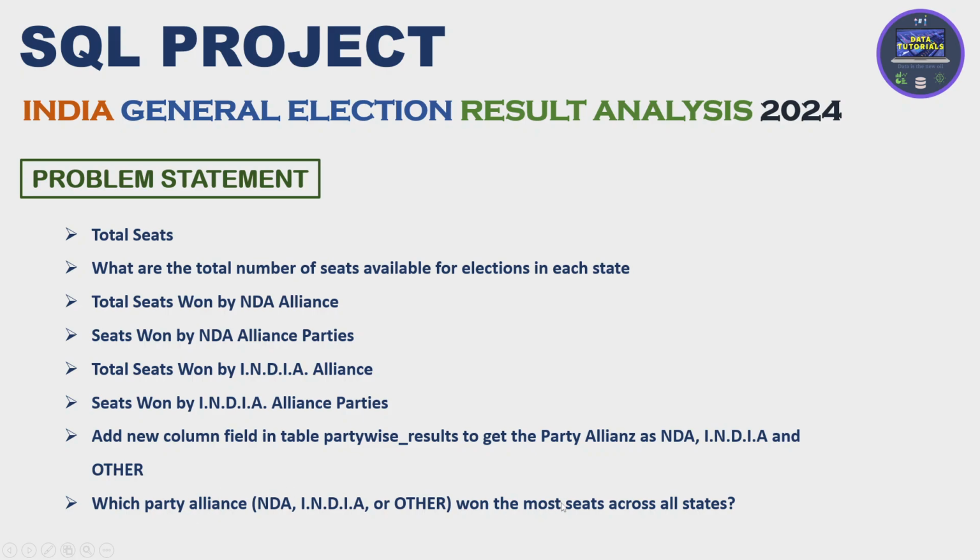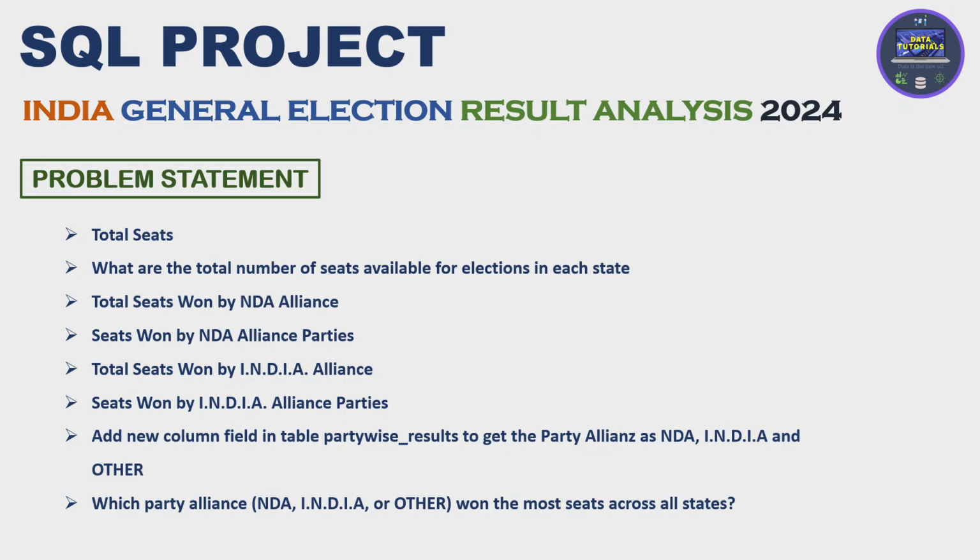Then which party alliance owns the most seats across all the states, right? So we are going to see across all the states. We have different states. So in those particular states, who is the leading owner of that particular alliance? There are only two alliances, but the other parties are not present in those alliances, so we are going to consider them as other, right?